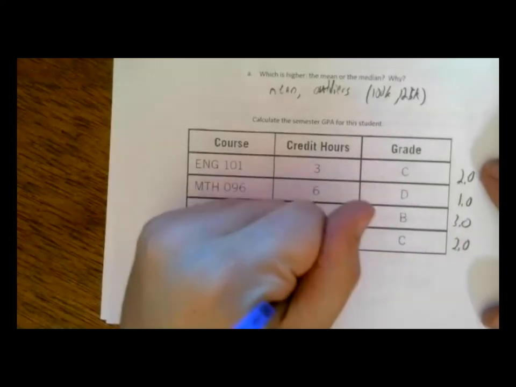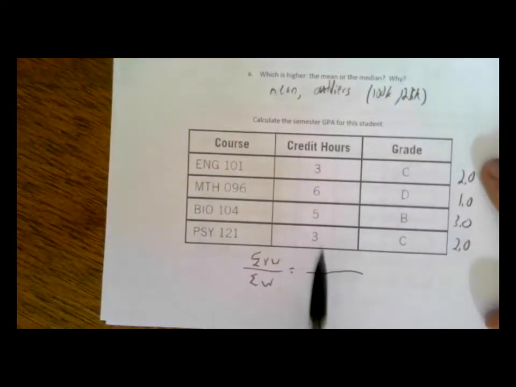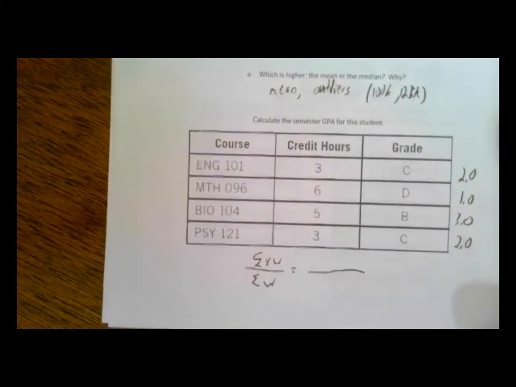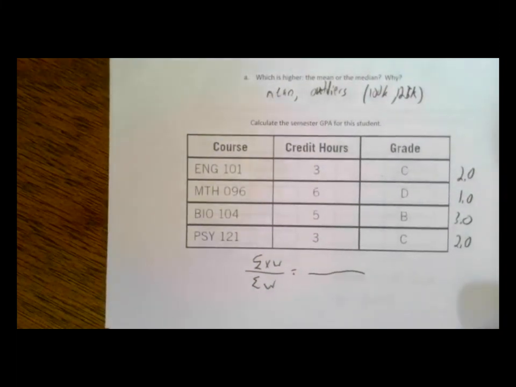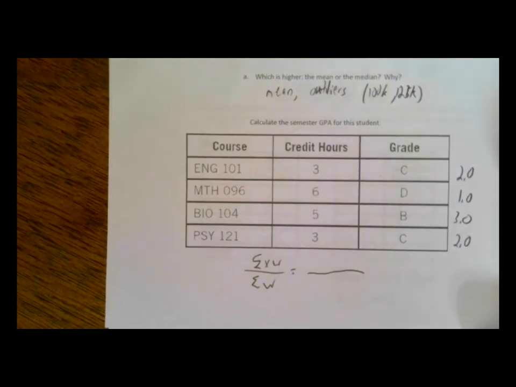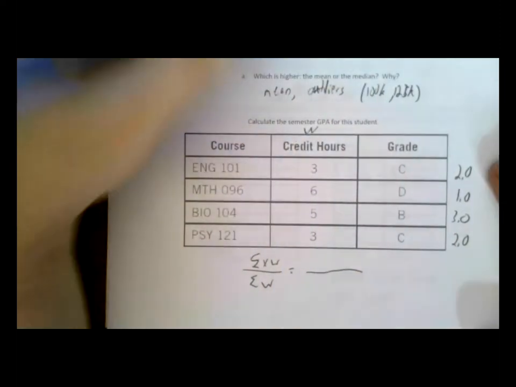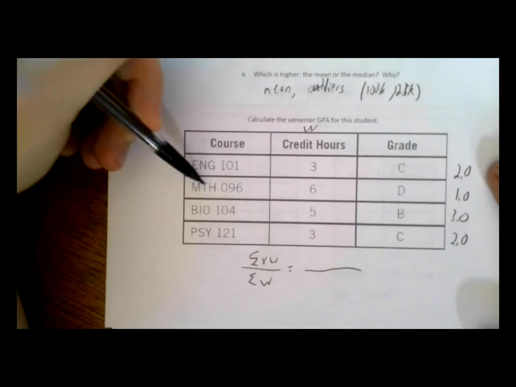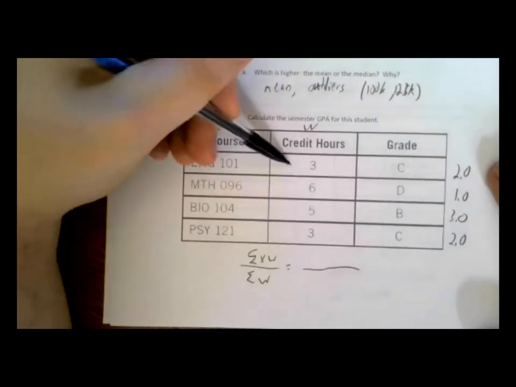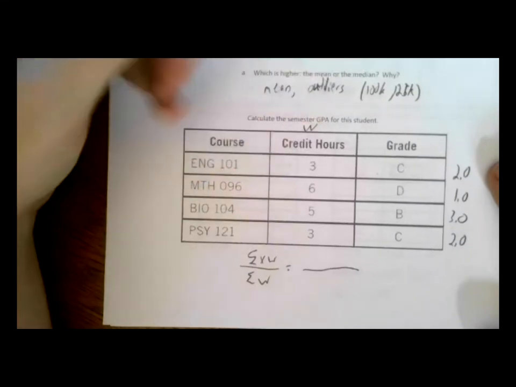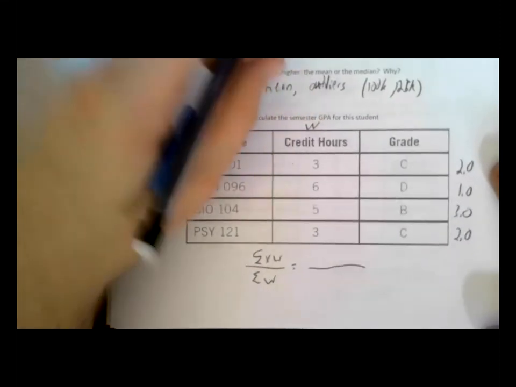Okay, so which one is our weights? Are our weights our credit hours or the grades that we got in the classes? Well, the credit hours is the weight. Yes, yeah. So the credit hours is just how much it's going to affect your GPA, right? So if we look at math, the math 096, it's twice the weight of the English class. So it's going to be worth twice as much when it's figuring your GPA, right?